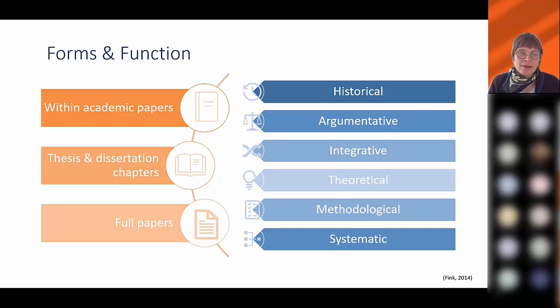So now we get into the forms and functions. Literature reviews come in many forms and have many possible functions. They can appear within academic papers, where they frame the current study or paper. We find reviews in theses and dissertations, where they usually come as chapters. Both of the above answer the why this topic, why this approach question. We also have lit reviews created as standalone papers. So there are many types of literature reviews. We'll go over some of the most common ones.